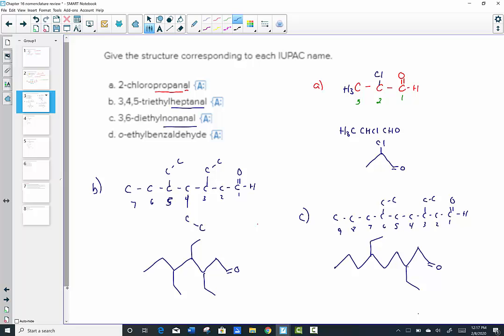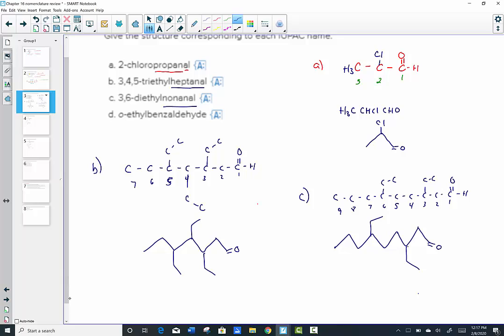All righty, let's try letter D. Ethyl, oh, there's an ortho position of benzaldehyde. Now, do you remember your benzaldehyde? You have your benzene ring. And then the aldehyde functional group. And in the ortho position, ortho meaning 1, 2, so there's position 1. At position 2, you would have an ethyl group. That would be ortho-ethylbenzaldehyde.